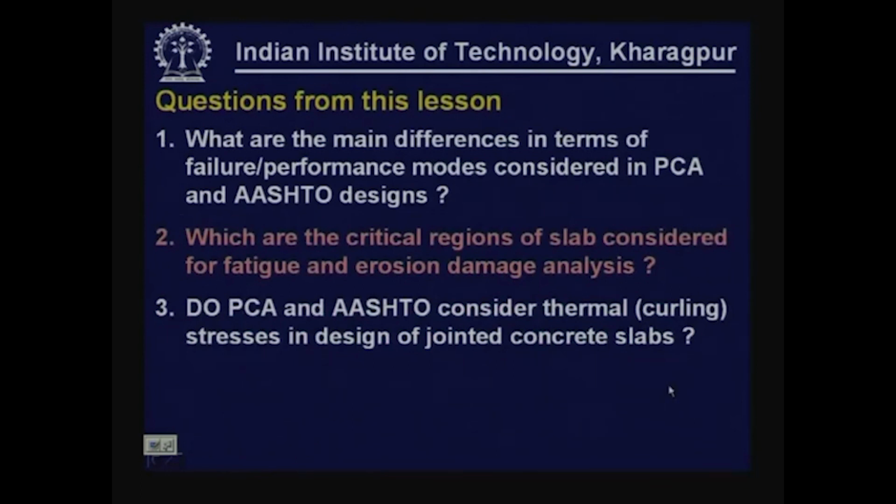What are the main differences in terms of failure or performance models considered in PCA and AASHTO designs? Which are the critical regions of the slab to be considered for fatigue and erosion damage analysis? Do PCA and AASHTO consider thermal, that is curling stresses, in the design of jointed concrete slabs?